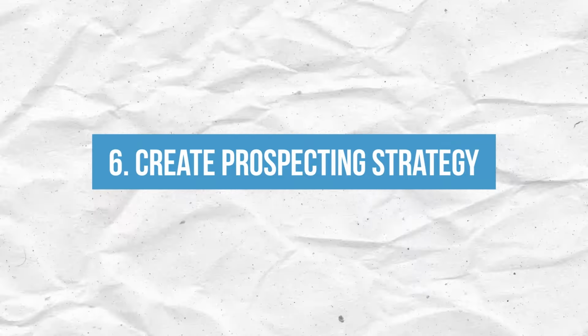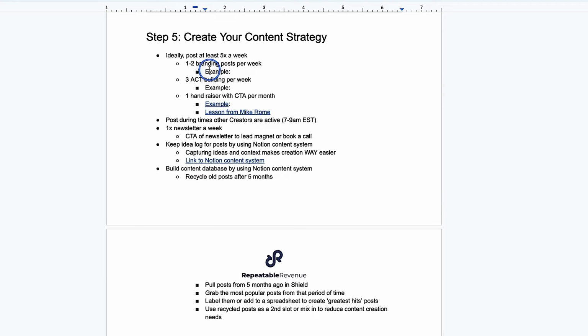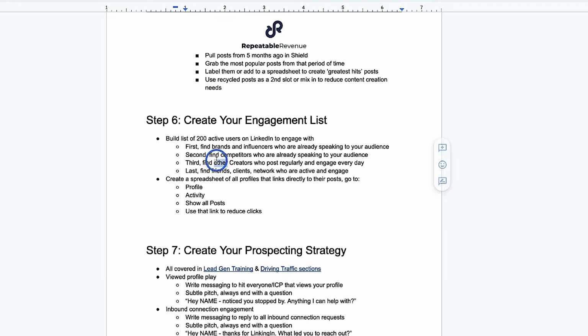Then I would create your prospecting strategy, right? So we're going to get content rolling. We're going to get the engagement going. Now we're going to get prospecting going. Now we're here to sell stuff, right? Which means we're going to have to be salespeople.